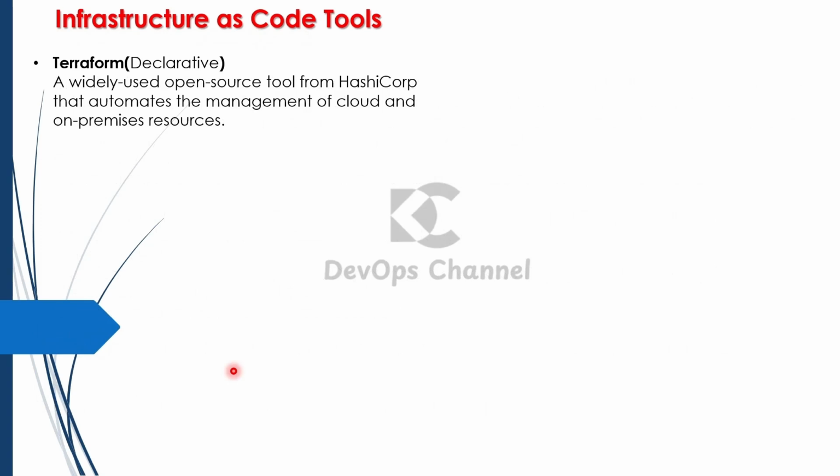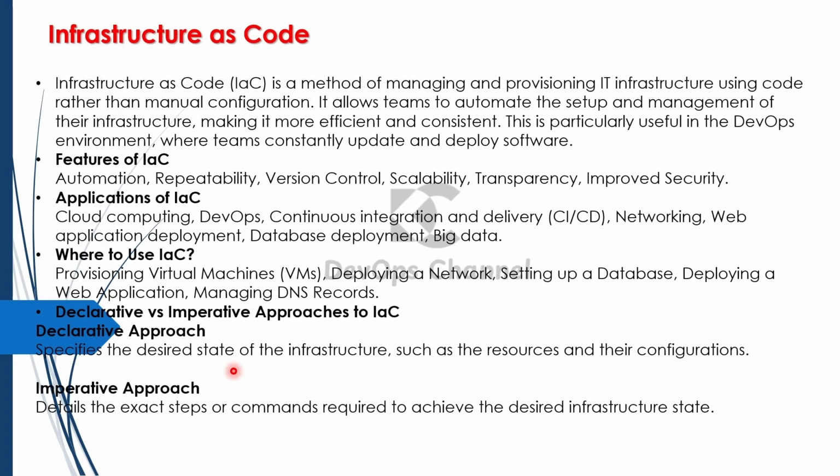So first one is Terraform. It is declarative. If you talk about declarative, what it will do is define the desired state of infrastructure such as resources and configurations. Okay, so you will write the code and you will run it, while for imperative you can do that via commands or CLIs.